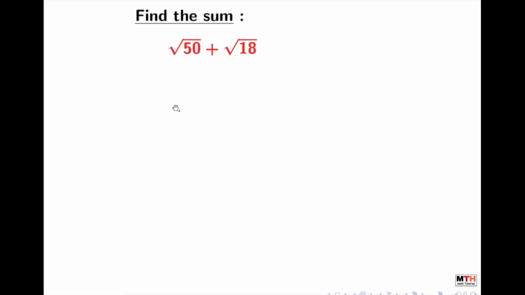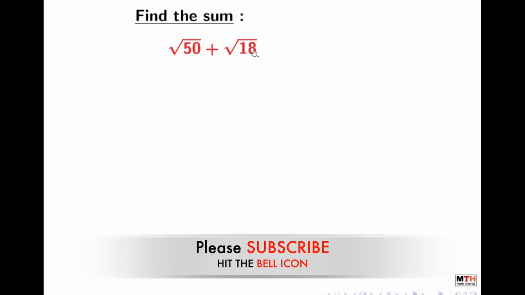Today we will learn how to find the sum of surds. We have square root of 50 plus square root of 18 as an example. So let's start.